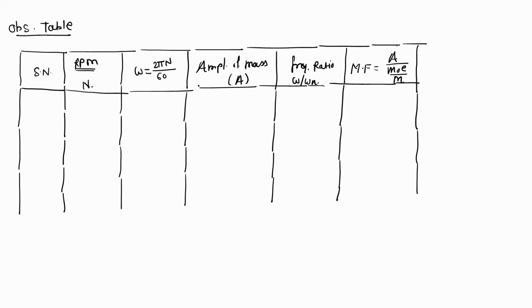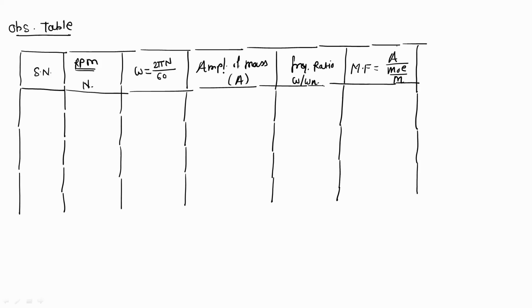Okay, this is your complete observation table. So we will first take the value as exciting frequency in terms of RPM. So this is the N. Then we will convert this RPM in terms of omega. So it will become an excitation frequency. It is 2 pi N by 60.